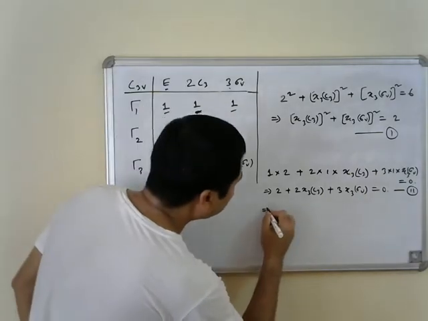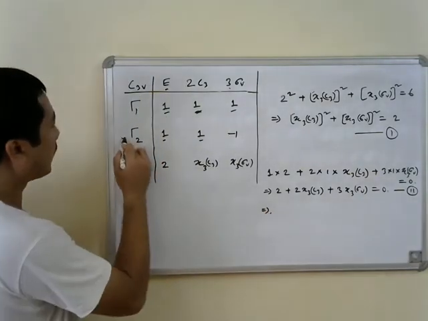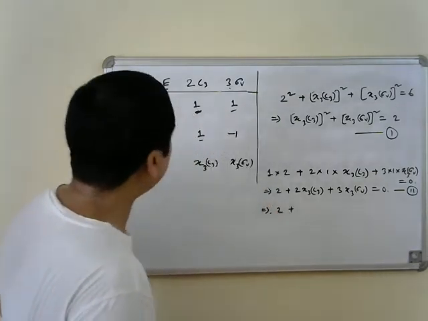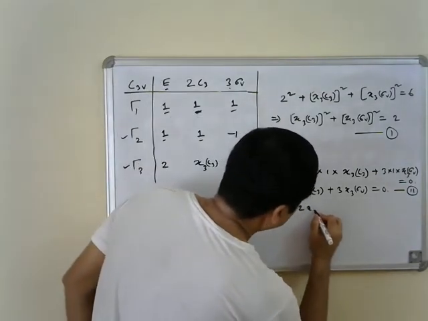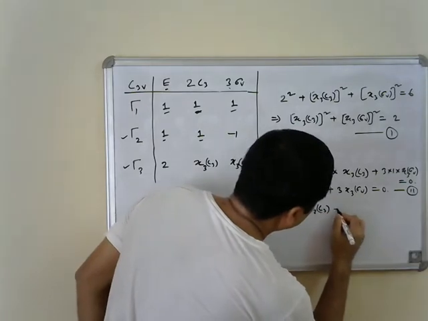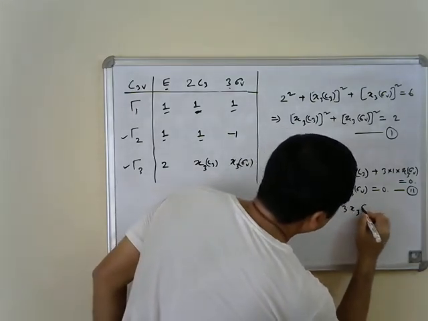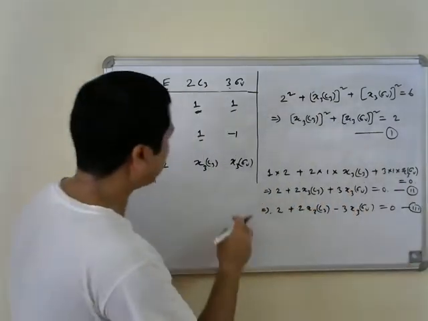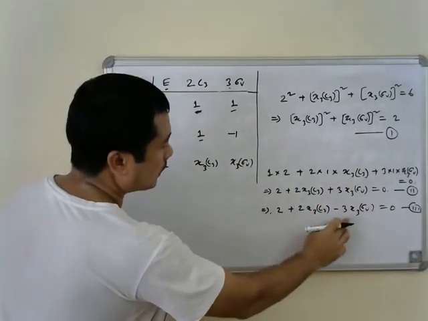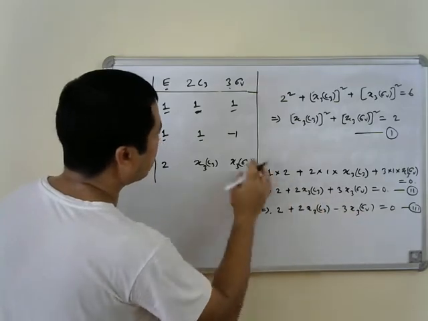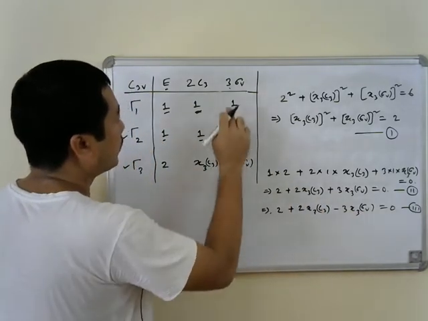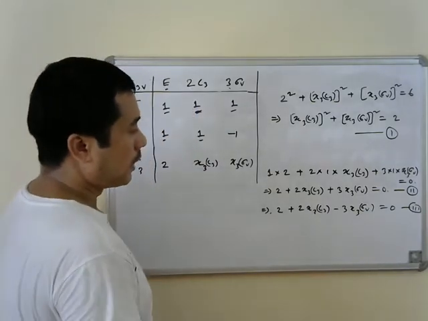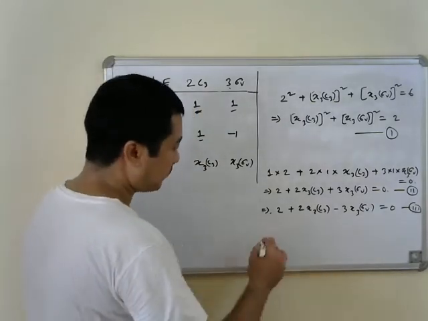If we again use the orthogonality rule for gamma 2 and gamma 3, then we will get another expression, that is 2 plus 2 chi3 c3 minus 3 chi3 sigma v equal to 0. That is going to be expression 3. Here it is going to be minus 3 chi3 sigma v, because 3 into minus 1 into chi3 sigma v. That is why this is minus 3 chi3 sigma v.